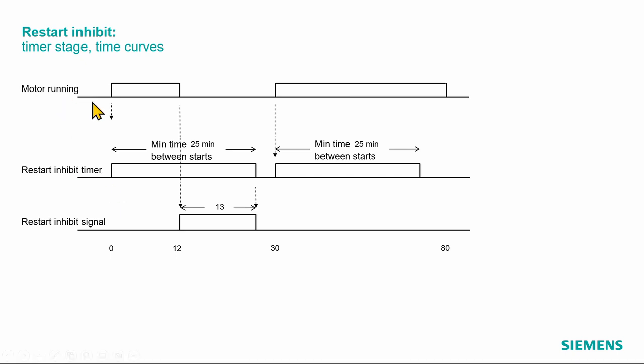This is what we see here. So here the motor is started, the motor is running, and then I start this restart inhibit timer with the starting of the motor, and then I have the 25 minutes between the starts. So when I switch off the motor, the restart inhibit signal comes for these 13 minutes until this restart inhibit timer has elapsed, and then everything resets and I can make more starts or new starts here.